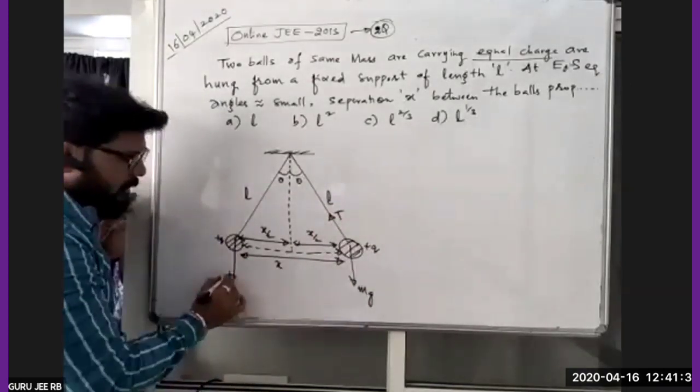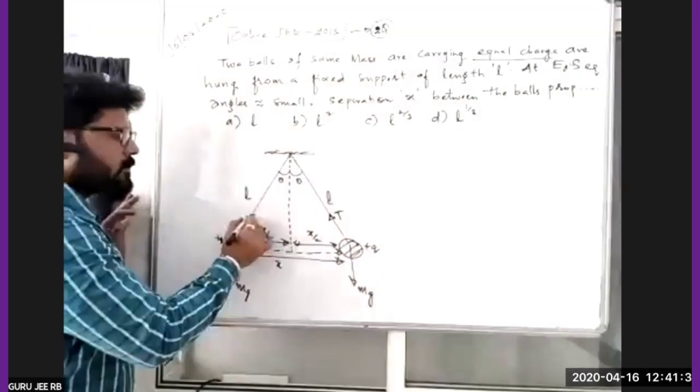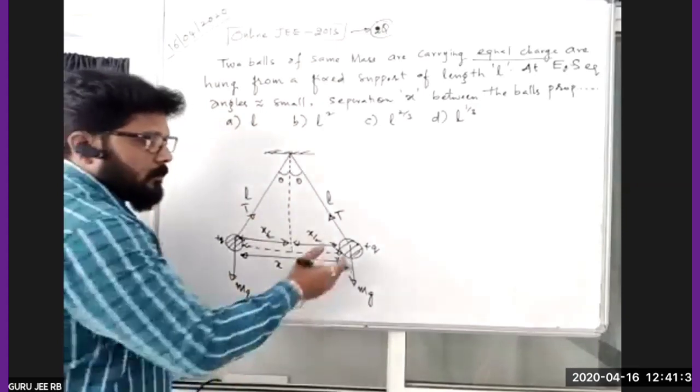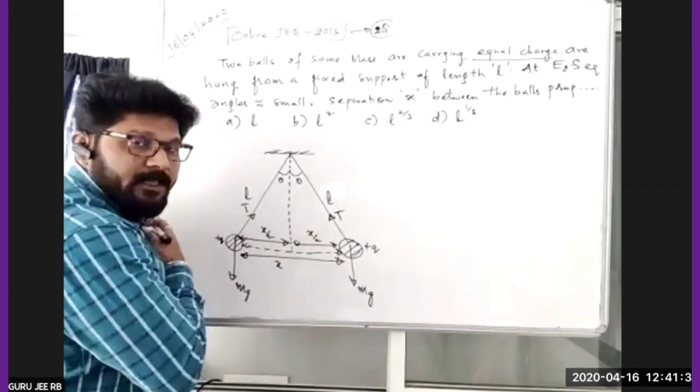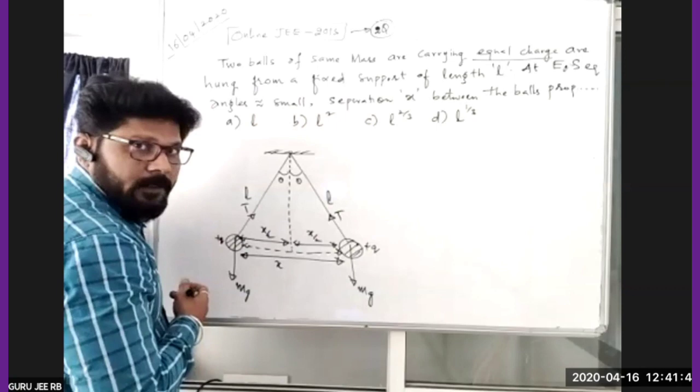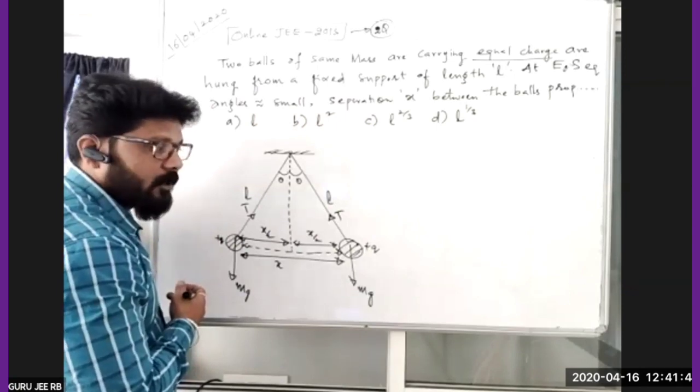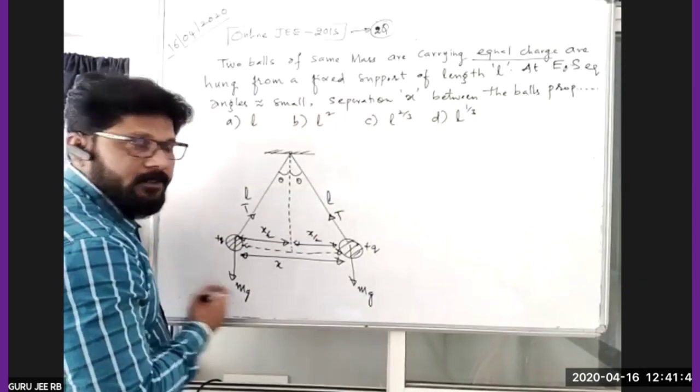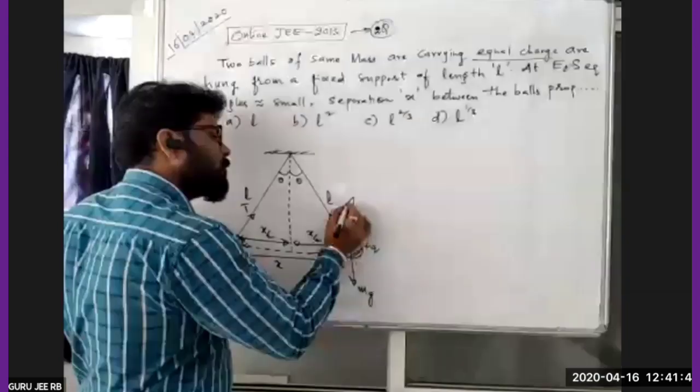Here also the weight is acting in the downward direction, mg. Here tension is acting vertically upwards. Now which has to be resolved into components? Mg or tension? Tension to be resolved or mg to be resolved into the components? Tension. So tension has to be resolved into components.